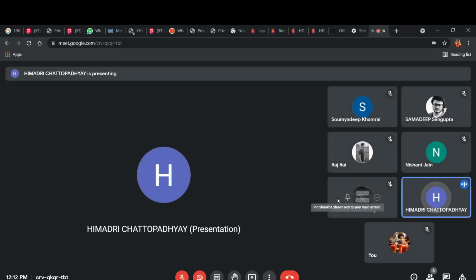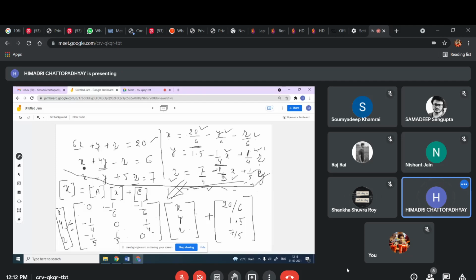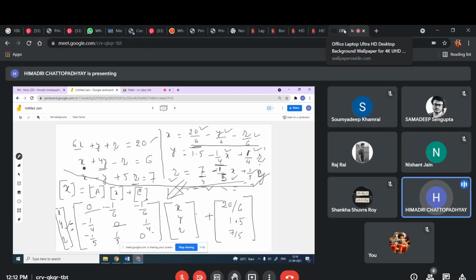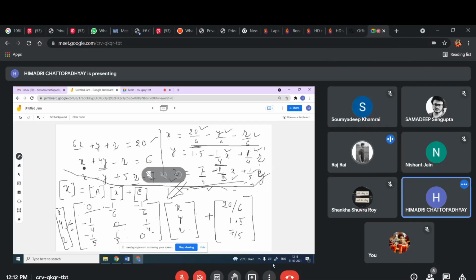This side is also XYZ. But here, is there any X in the first line? No, sir. So 0. Is there any Y in the second line? No, sir. And in the third line, which is missing? The coefficient Z. Z, this is 0.